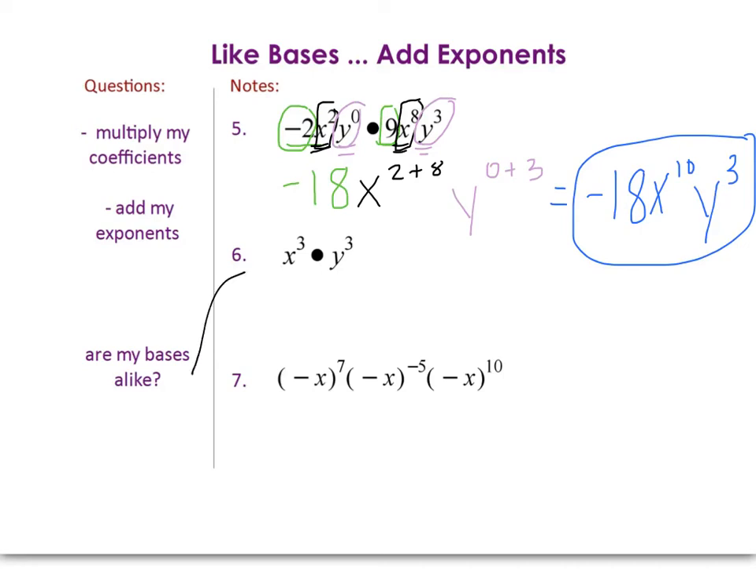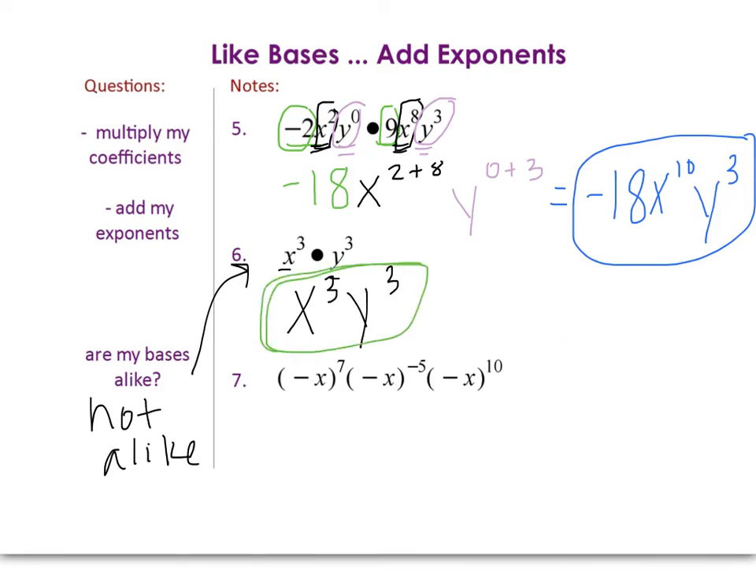Number 6, are my bases alike? I have x to the 3rd times y to the 3rd. Are x and y alike? No, they're not like terms. So if they're not alike, you just leave it x to the 3rd times y to the 3rd. That's all you can do. There's nothing else you can do. You can't make that xy to the 9th or xy to the 6th, they stay separate. If they're not alike, they stay separate.